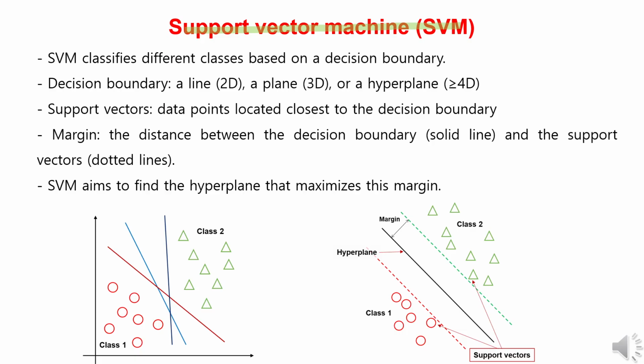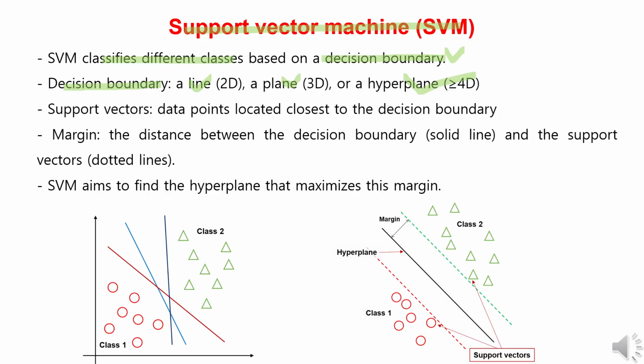SVM is a supervised learning model used to classify data from different classes based on a decision boundary. How this boundary looks depends on the dimensionality of the data. In 2D, it's a line, in 3D, it's a plane, and in 4D or higher, it's called a hyperplane.